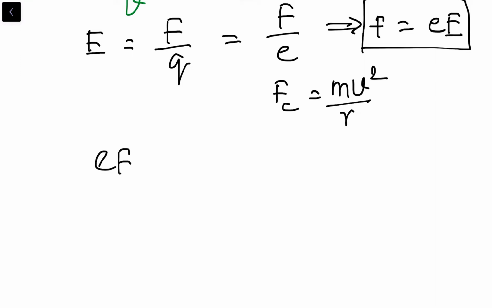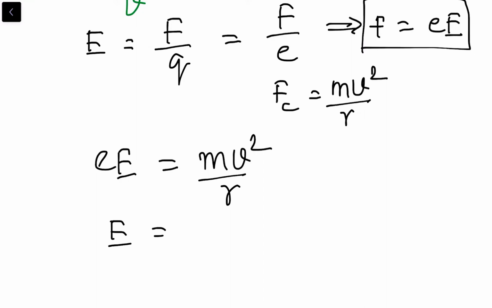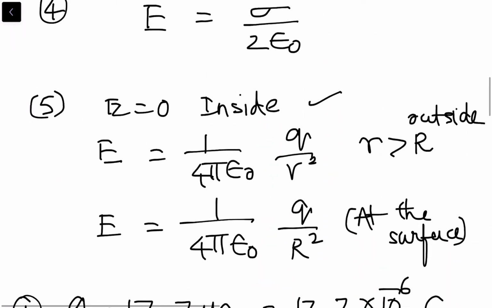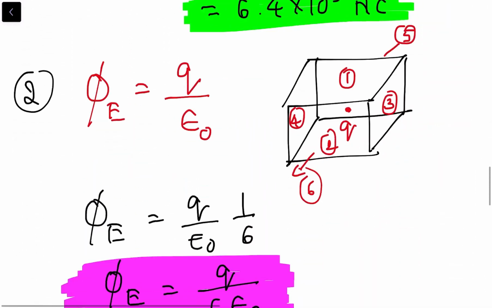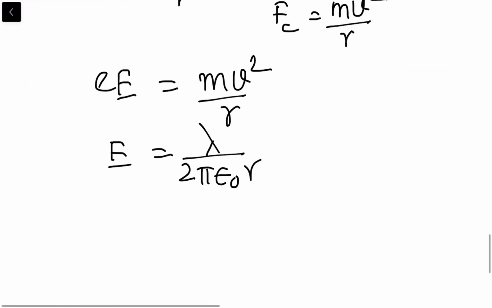Electrostatic force is capital E times e, that is equal to mv square by r. Here v is the velocity of the electron, and we all know capital E is equal to lambda by 2 pi epsilon naught r. This formula I wrote earlier and have shown you here in yellow color. So that is what I am applying here in the place of E, the electric field.